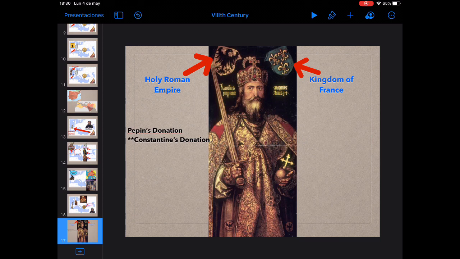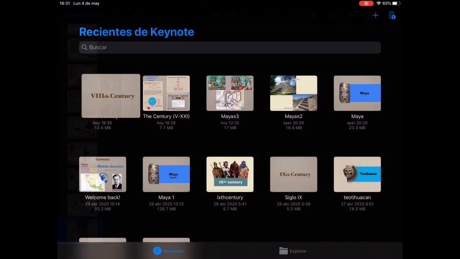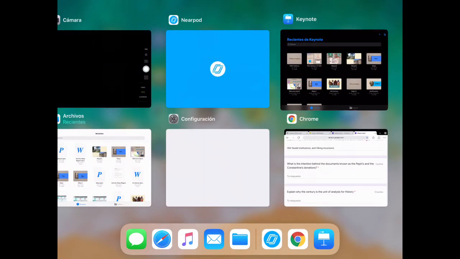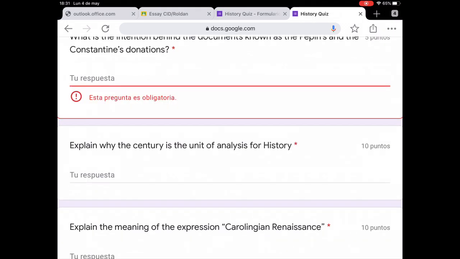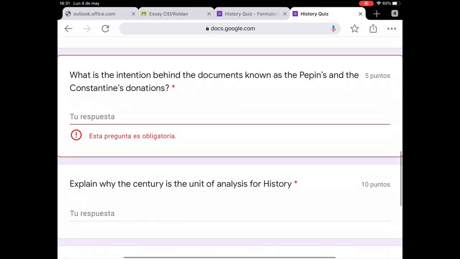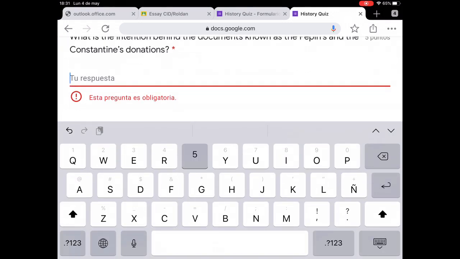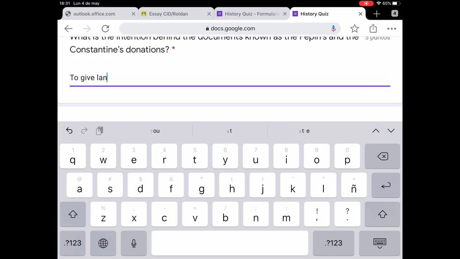But according to those people, that document was establishing that those territories were the right of the Pope. So they used that false document in order to convince the father of Charlemagne, Pippin, to actually give them the territories of Rome to the Pope. So what is the intention behind the documents known as the Pippins and the Constantine's donation? Well, the intention was to give lands in Rome to the Pope.